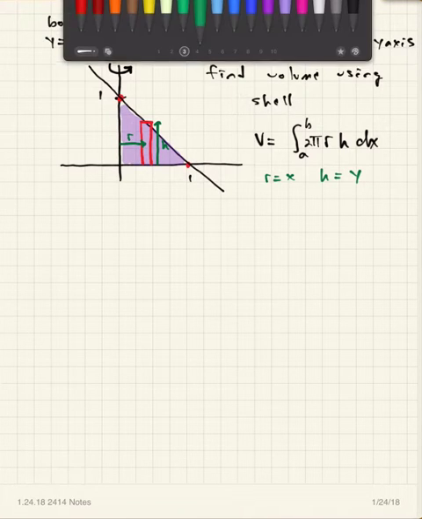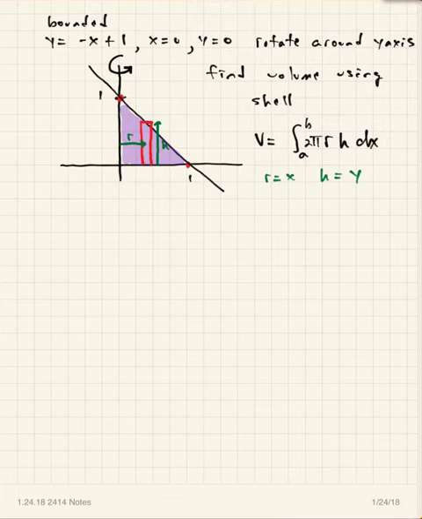And so our volume in this case, we can be a little bit more specific now, is going to be the integral from, and think about that rectangle and how it varies across that region. As it shifts across the region from left to right, it's going to go from 0 to 1. And this is going to be 2 pi times r, but r is x, and times h, but h is y, and then this would be dx.